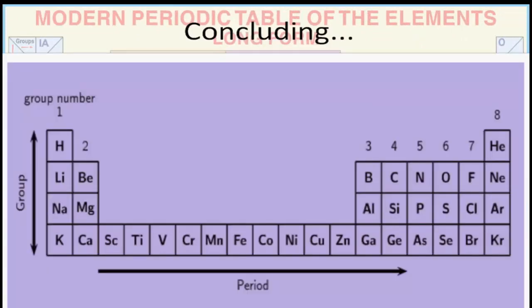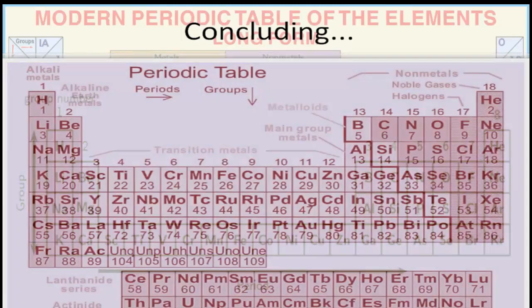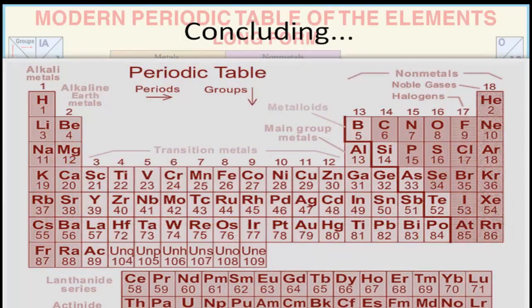Friends, we know that the modern periodic table is classified into groups and periods. Groups are the vertical columns and periods are the horizontal rows, where we have 7 periods and 18 groups. Then we characterized our table into types of elements. First group is called alkali metals. Then we have the second group, alkaline earth metals. Third to 12 we have transition metals. Then we have boron family, carbon family, nitrogen family, oxygen family. Then we have halogens, and lastly we have noble gases.